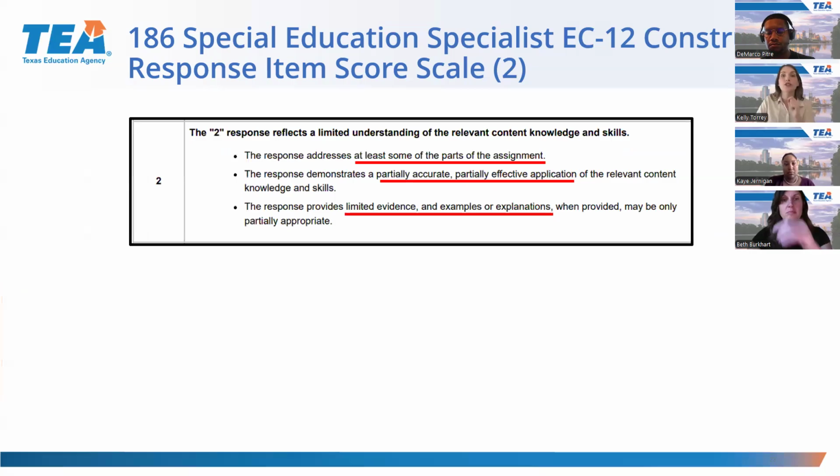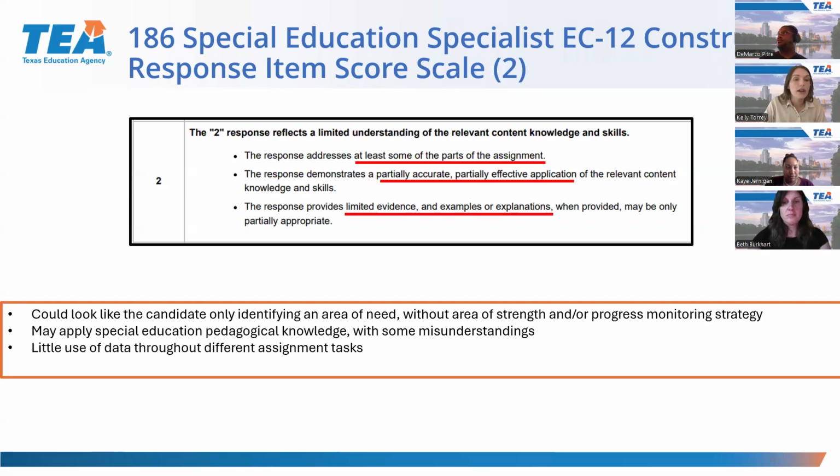As we transition to the 2, again, the language shifts here. So a 2 response reflects that limited understanding of special education knowledge and skills. So a 2 response may address at least some parts of the assignment, but does not address most or all parts of the assignment. The candidate is providing a partially accurate, partially effective application of their knowledge and skills here, and is also providing limited evidence, limited examples, or limited explanations in their response.